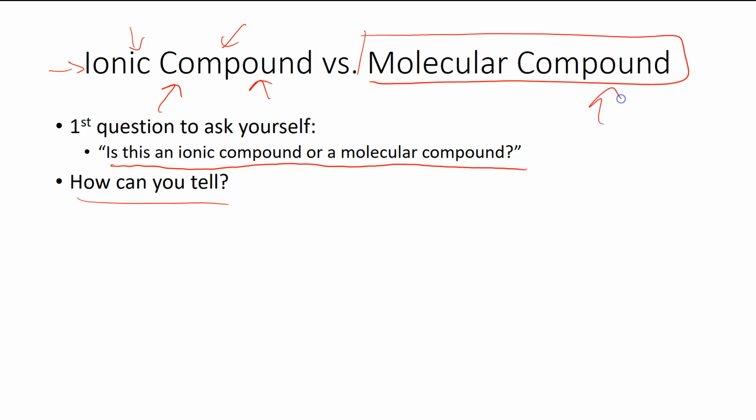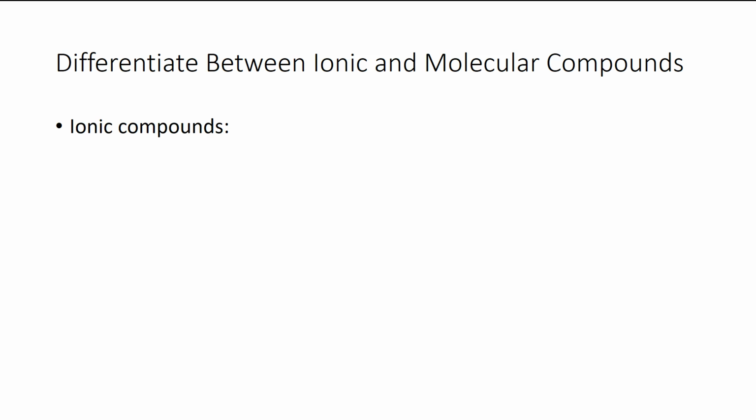We're not really going to get to how to name these because it's really pretty easy, and the Chem Quest will take care of that for you along with a little help sheet I give you. We're going to focus on making sure you can make that differentiation and quickly. All right, and it's not hard, it's just remembering some things. Let's get to it. Ionic compounds.